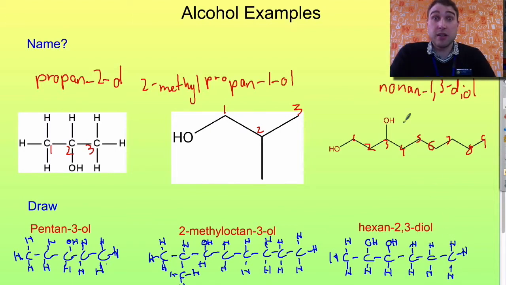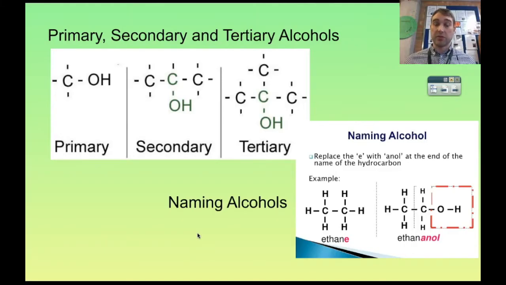So that's how you name alkenes, alkynes, haloalkanes, alcohols. So in Flippin Science, we looked at primary, secondary, tertiary alcohols and how to name them.